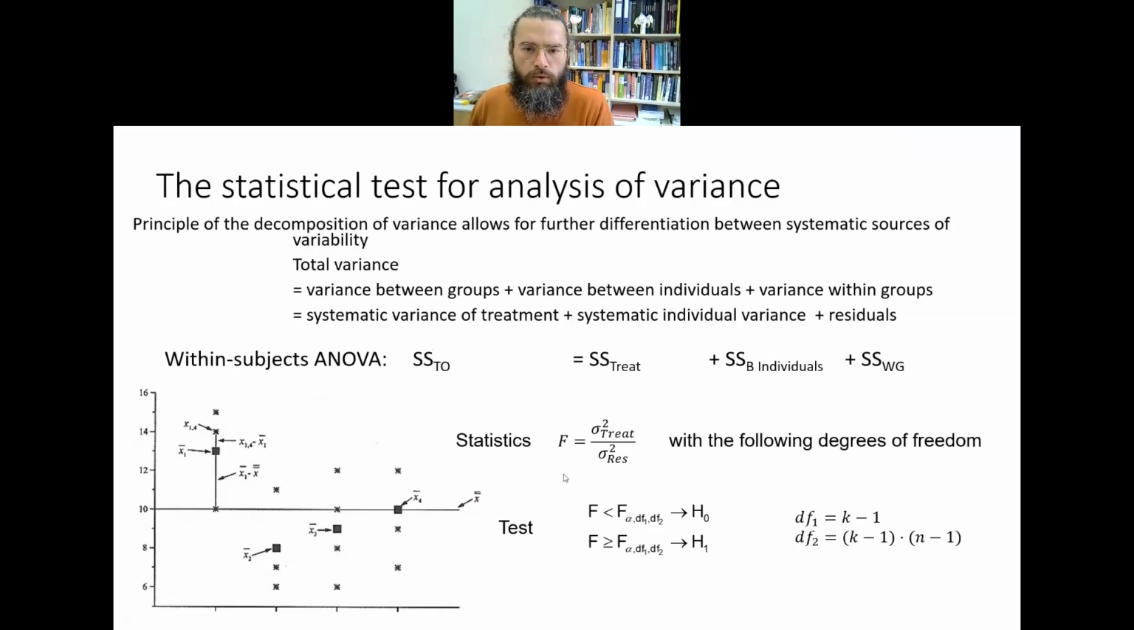And because this kind of design is so typical in psychology, we have to define them as well. So in this case, even if you have only one independent variable, you still have another systematic effect on your design, which is given by the systematic variance between individuals.